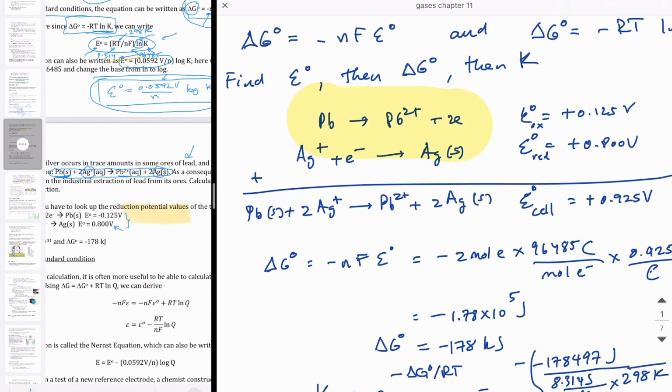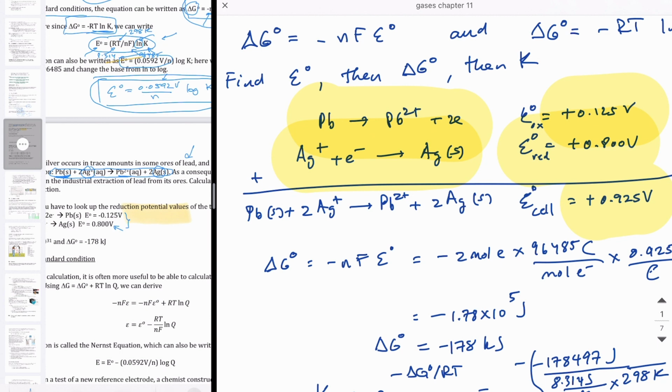Let me show you the work on the right side here. So this is the actual reaction. Now I flipped it, so the positive 0.125 is the actual oxidation potential for lead oxidation. And then at the bottom, you see the one for the silver reduction is still 0.8. When I add the two reactions together, I get this as my standard cell voltage.